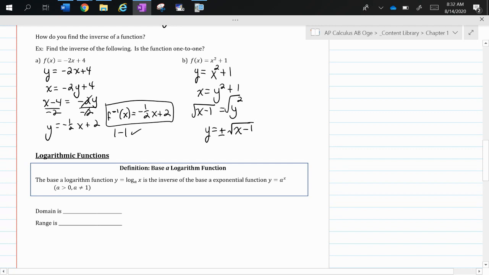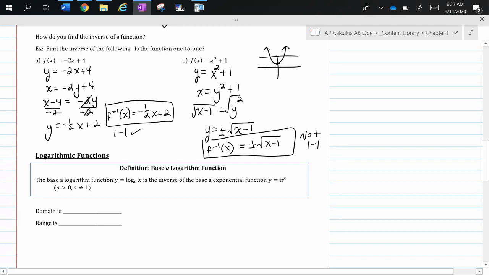So let's see. Do you believe that this is 1-to-1? Oh, we forgot to give it a name. Our original function was called f, so we'll call this f inverse, plus or minus the square root of x minus 1. So here's our inverse, and do you believe it's 1-to-1? Let's see. The graph of x squared plus 1 looks like this, doesn't it? So if we do our vertical line test in our head, we see that this is definitely not 1-to-1. Okay.